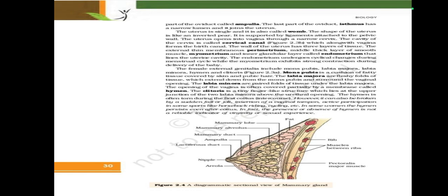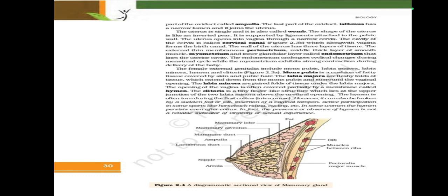The uterus is single and it is also called womb. The shape of the uterus is like an inverted pear. It is supported by ligaments attached to the pelvic wall. The uterus opens into the vagina through a narrow cervix.